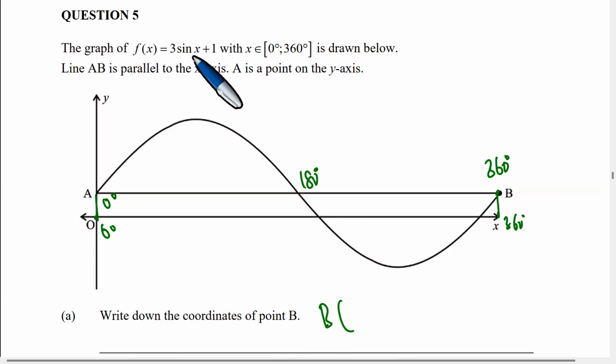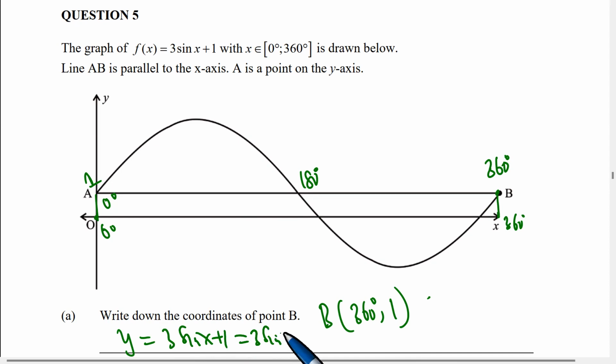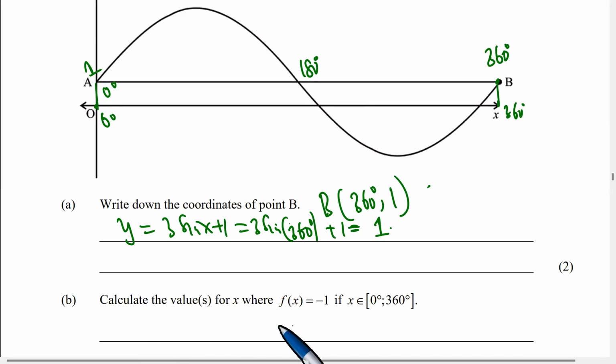But remember, the graph is translated, so it's going to move up by 1 unit. Which means B will have coordinates x equals 360 degrees, and y is clearly 1. At this point, y is equal to 3 sine x plus 1. Substituting x as 360 degrees, sine 360 is 0, so you get 0 plus 1, which is equal to 1. So B is 360 and 1.